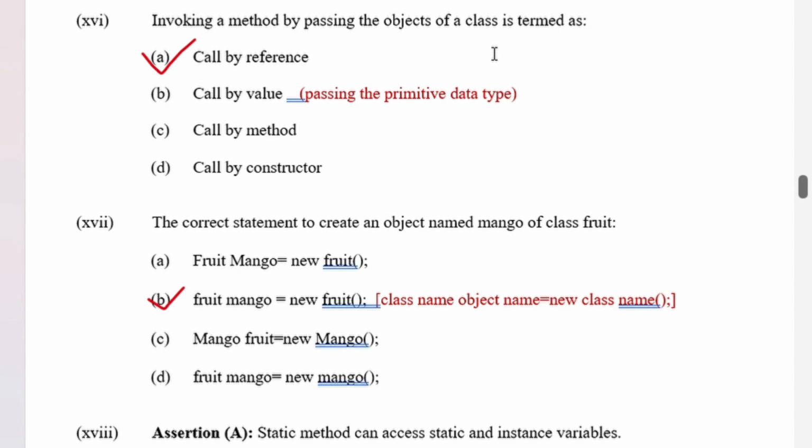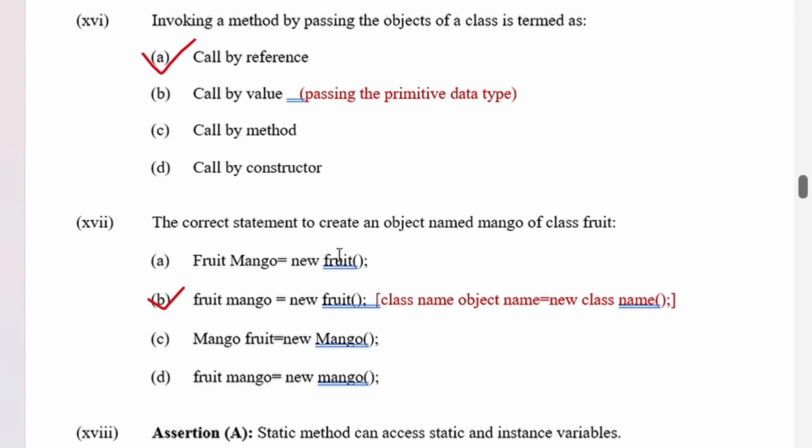Invoking a method by passing the object of a class is termed as dash. So this is call by reference. There are two types: call by value and call by reference. Call by value passes a primitive data type. Call by reference passes a non-primitive data type. An object is a non-primitive data type. So this is call by reference.